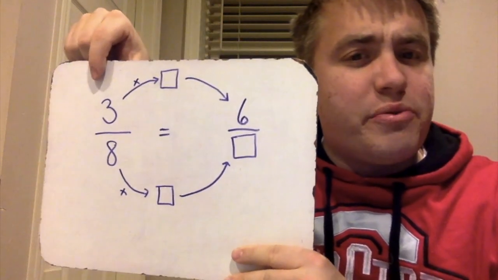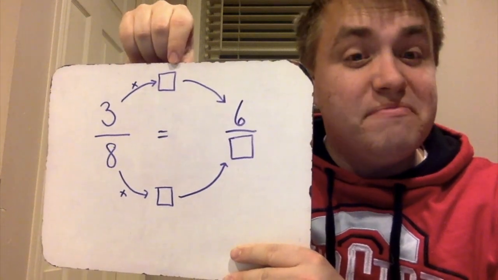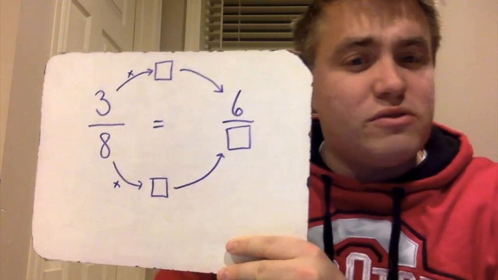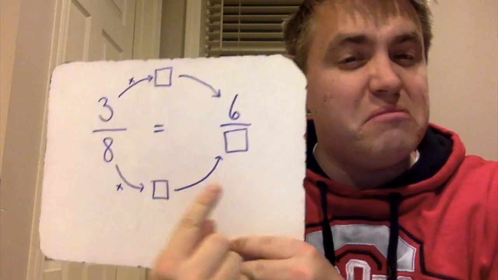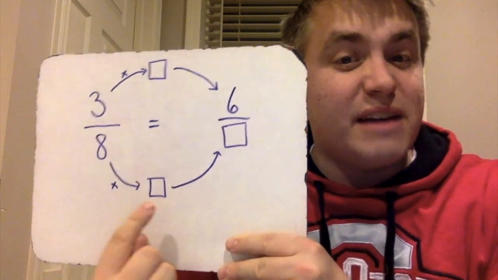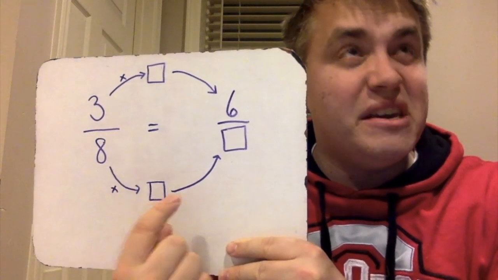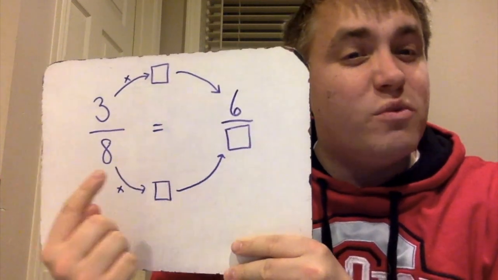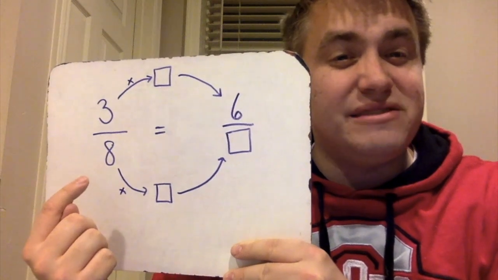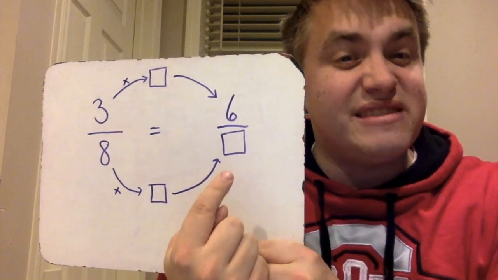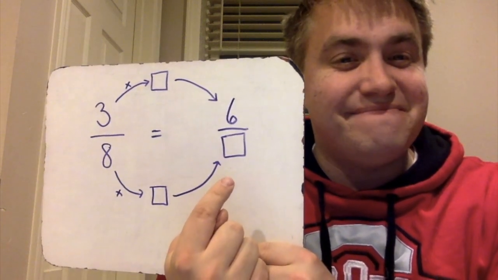So I know that 3 times 2 equals 6, which means in order to find out what my denominator is right here, I need to do 8 times that same number that I did up here. 8 times 2 equals 16, which means that 3/8 is equivalent to 6/16.